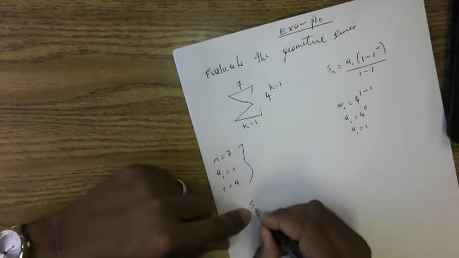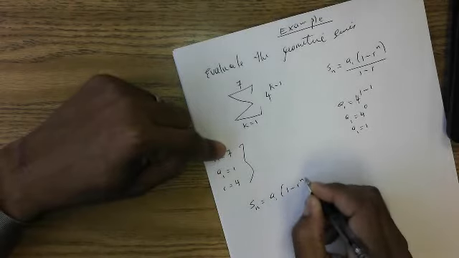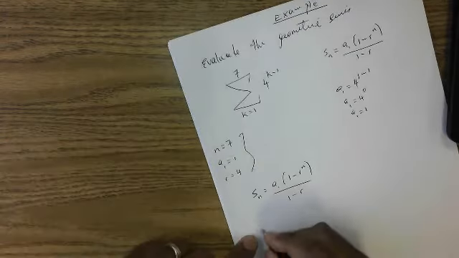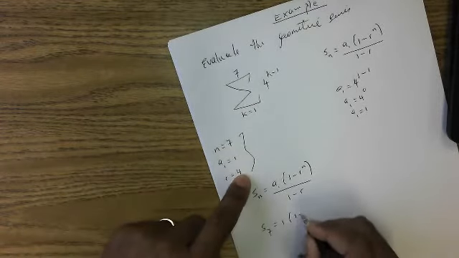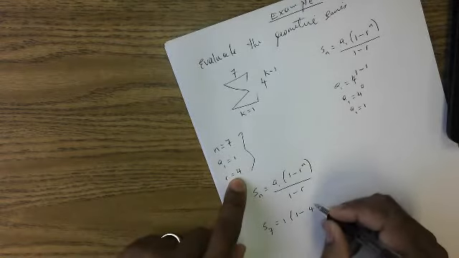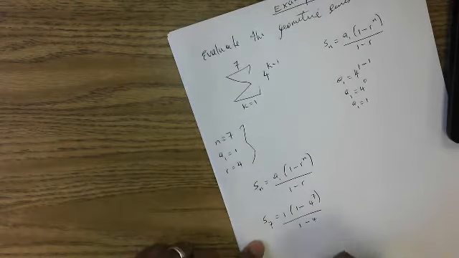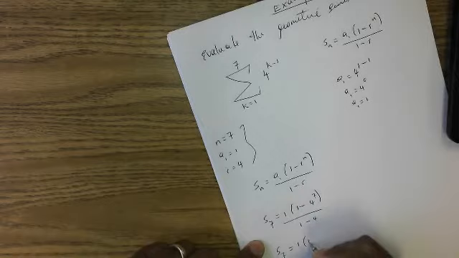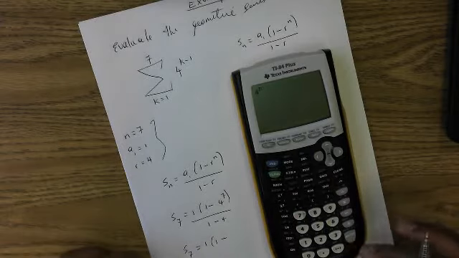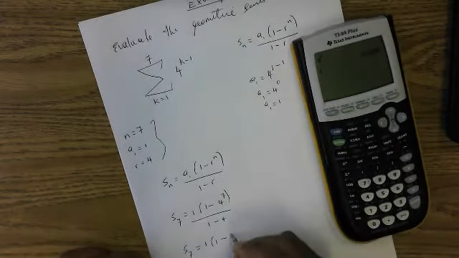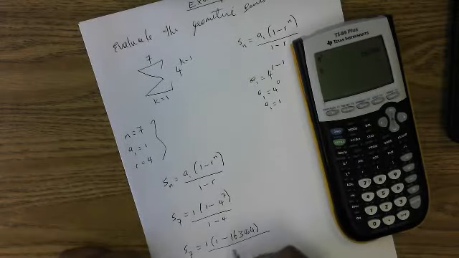Remember the sum, S sub n equals a sub 1 times (1 minus r to the n) over 1 minus r. So S sub 7 equals a sub 1, which is 1, times 1 minus r, which is 4, raised to the n, which is 7, over 1 minus r, which is 4. So S sub 7 equals 1 minus... let's see, what is 4 to the 7? 4 raised to the 7 equals 16384, all over negative 3.